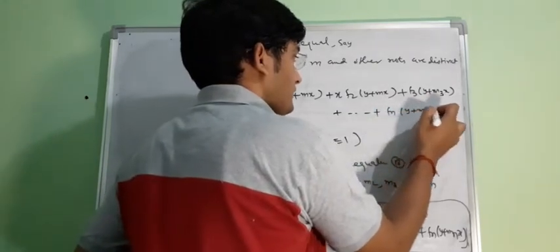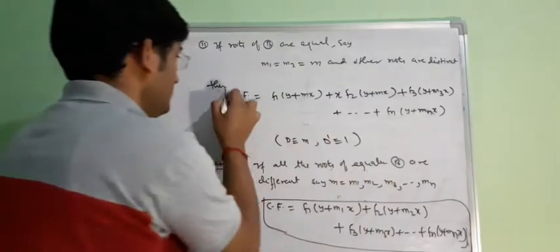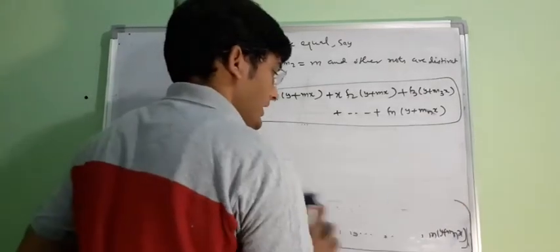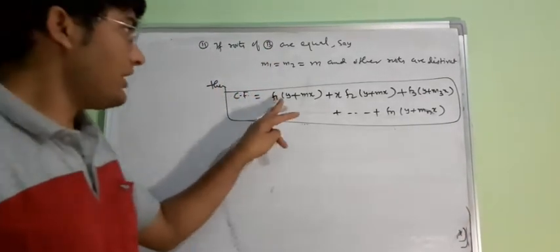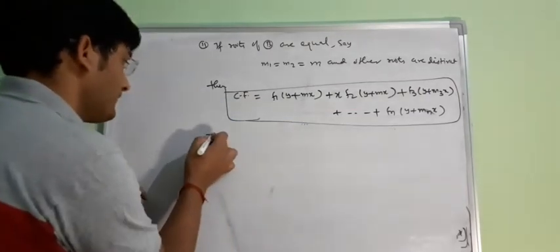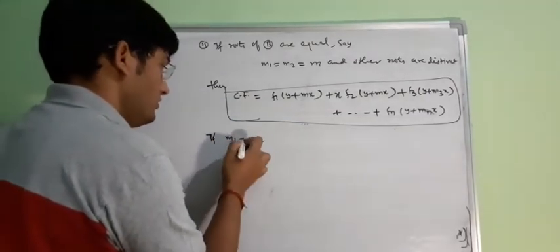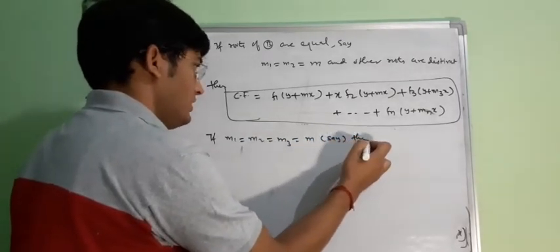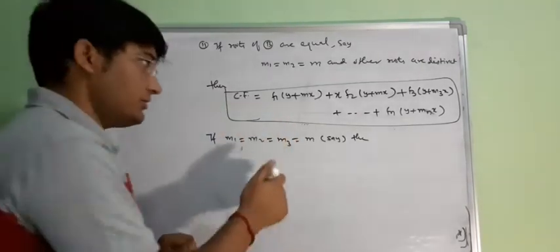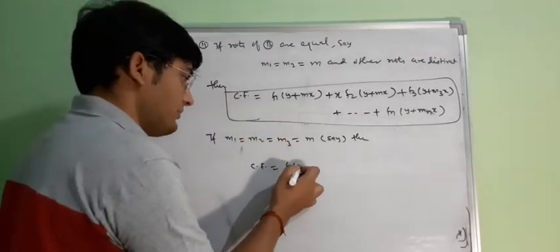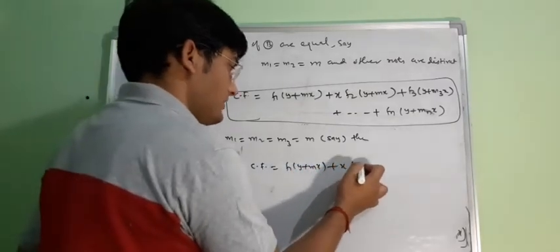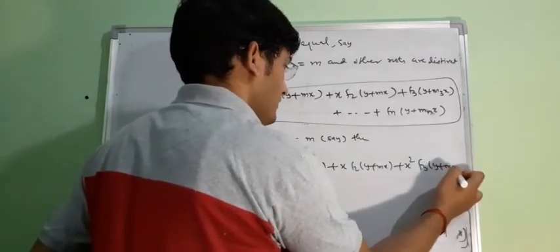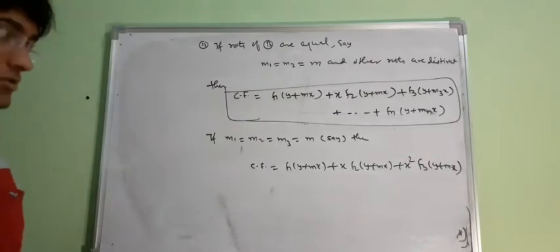This is your complementary function when the roots m1 and m2 are equal to each other. Suppose m1, m2, m3 are equal to each other, all equal to m. Then suppose that we have only 3 roots, then our CF will be f1(y + mx) plus x times f2(y + mx) plus x square times f3(y + mx). So this will be your complementary function in this case.